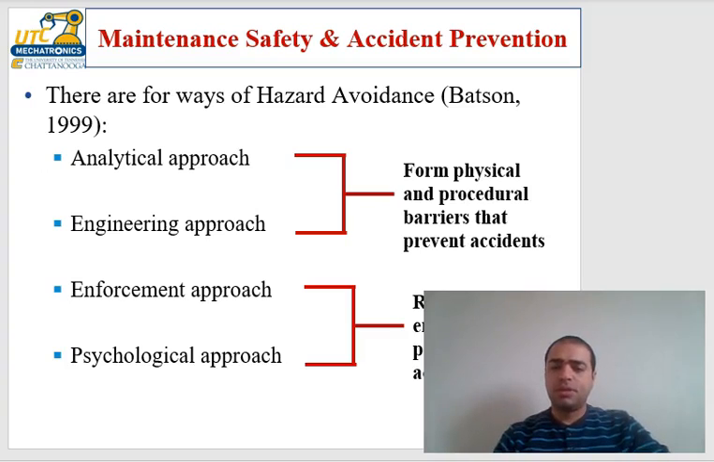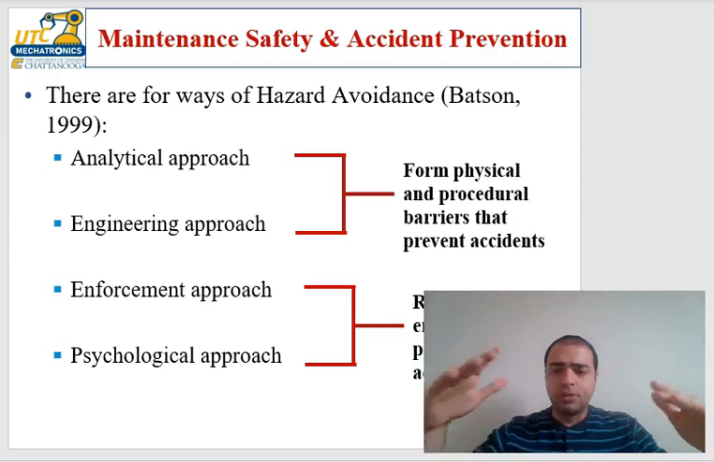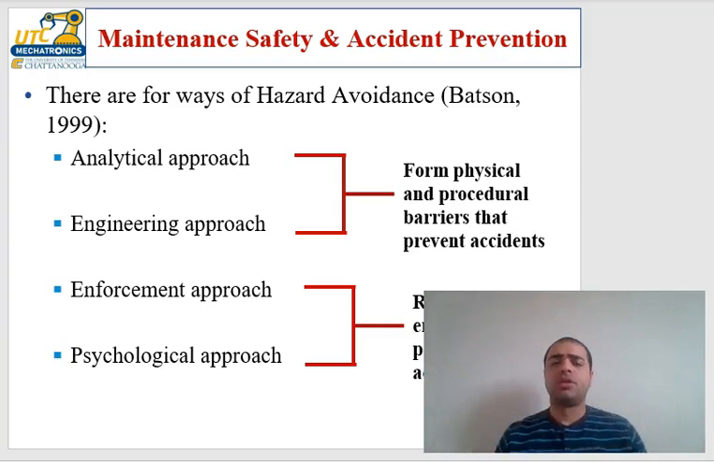So, maintenance safety and accident prevention. This is the last topic we're going to talk about. There are four ways of hazard avoidance. To avoid hazards and accidents, there are four approaches: analytical, engineering, enforcement, and psychological. The first two, analytical and engineering approaches, form barriers. They put barriers between you and the hazards.